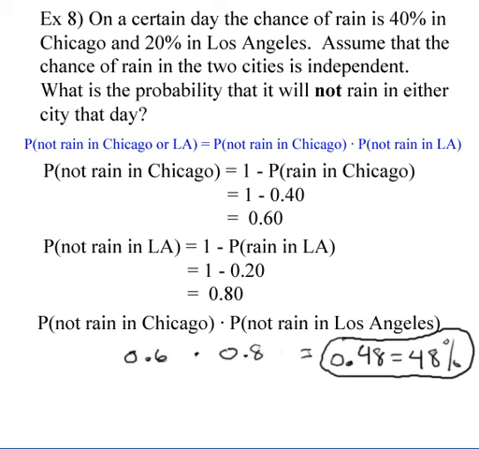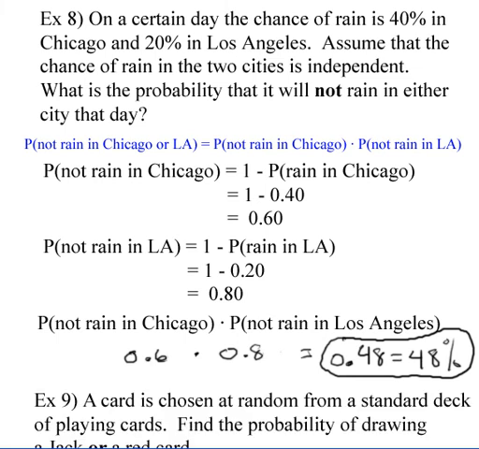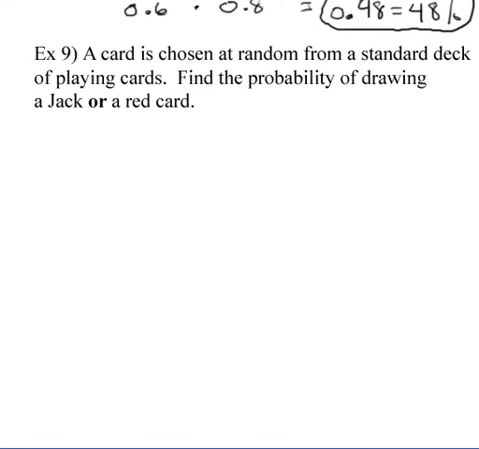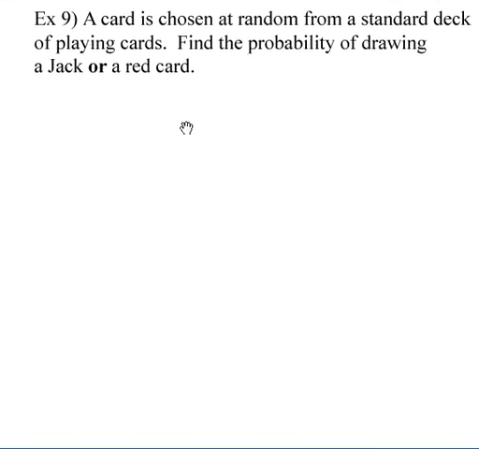All right, let's look at another example of drawing a card. Let's say that a card is chosen at random from a standard deck of playing cards. Find the probability of drawing a jack or a red card. And again, we're only drawing one card. Or is your clue that it's the addition rule? Now you've got to decide if it's mutually exclusive or inclusive.